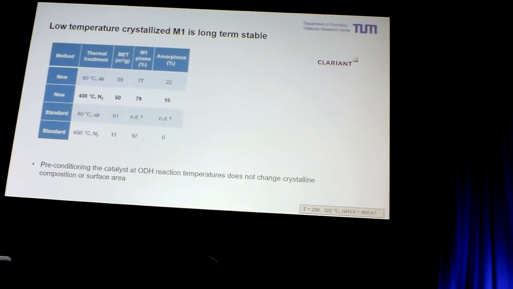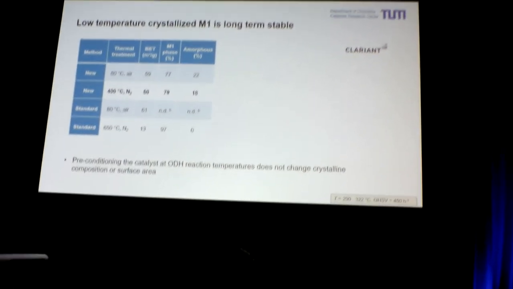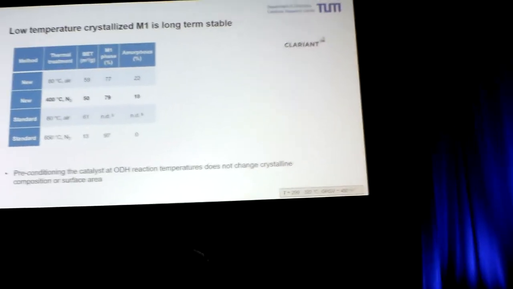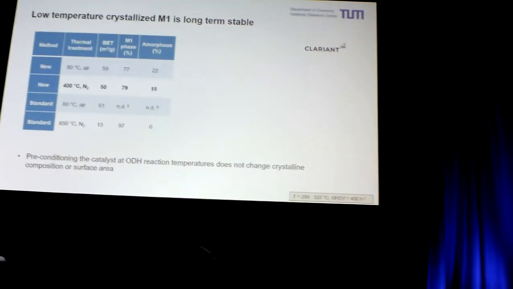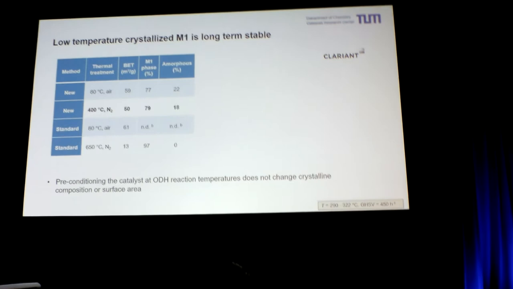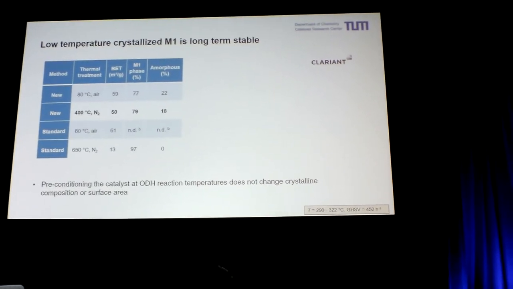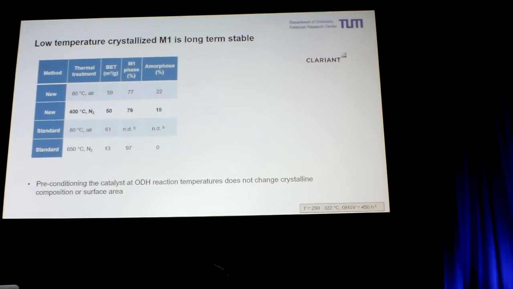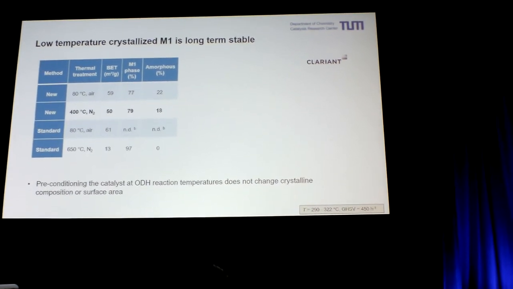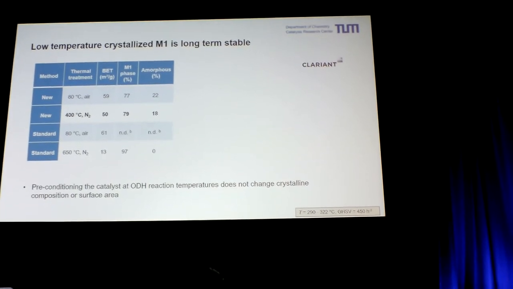First of all, the crystallization happened at or below 200 degrees, so we wanted to see if by heating up the material to the reaction conditions it would change. So we also did the characterization on the material pretreated at 400 degrees. And here you can see that the surface area increased a little bit, but the crystalline composition was not affected by the treatment.